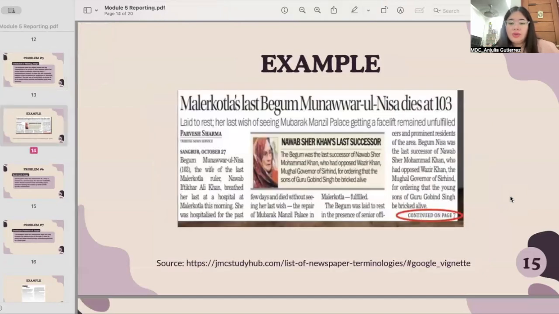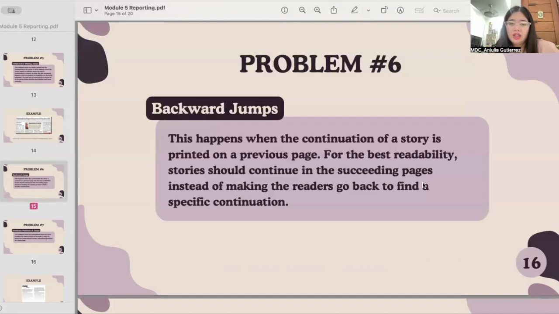Okay. So an example of this is here. Here we can clearly see that this story, this headline, is continued on page 7. So without the presence of this continuation label, that would be a really great error because the reader wouldn't know that the story isn't actually complete yet. Okay. And the next pitfall we have is called backward jumps.